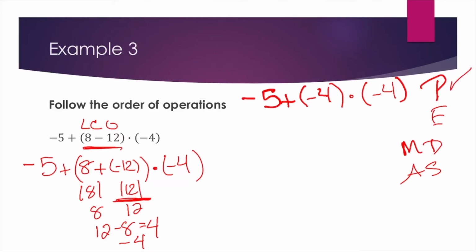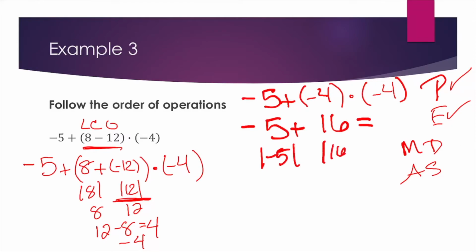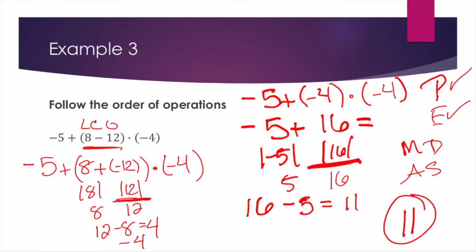Well, the next thing I have to do is check for some exponents. I don't see any of those right now. And now I look for any multiplication or division. The only thing I see is multiplying. -4 times -4. So I have -5 plus -4 times -4 is positive 16. So now I'm left with one more part of this expression. So I'm going to find the absolute value of -5 and 16. They're different signs, so I have to subtract them. 16 has the higher absolute value, so that means that my answer is positive 11.